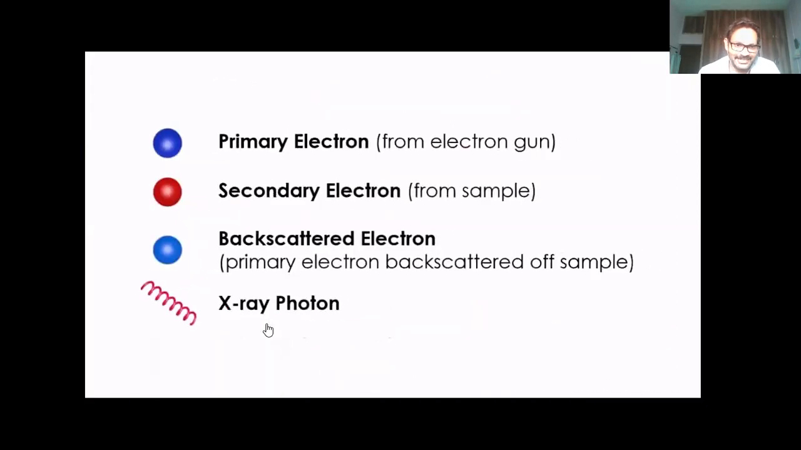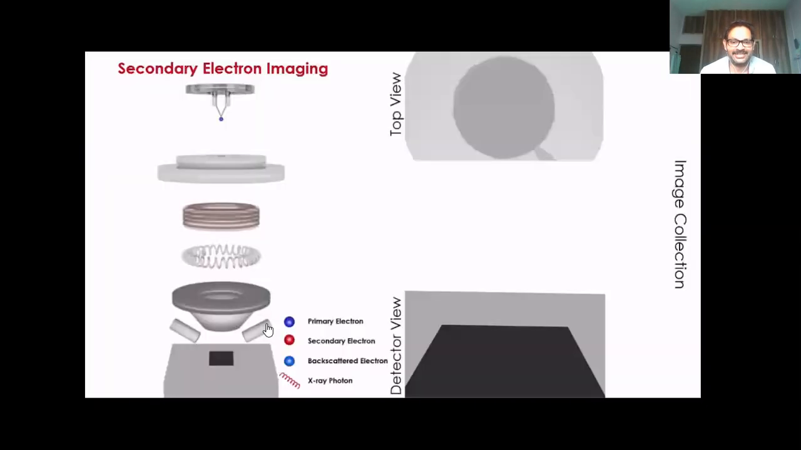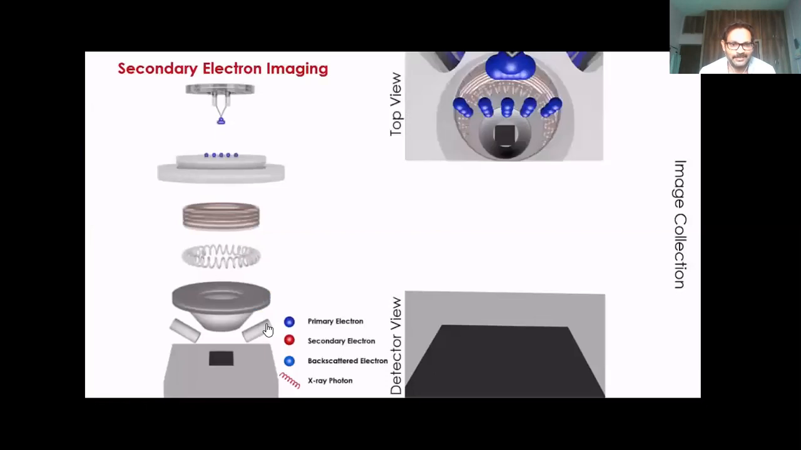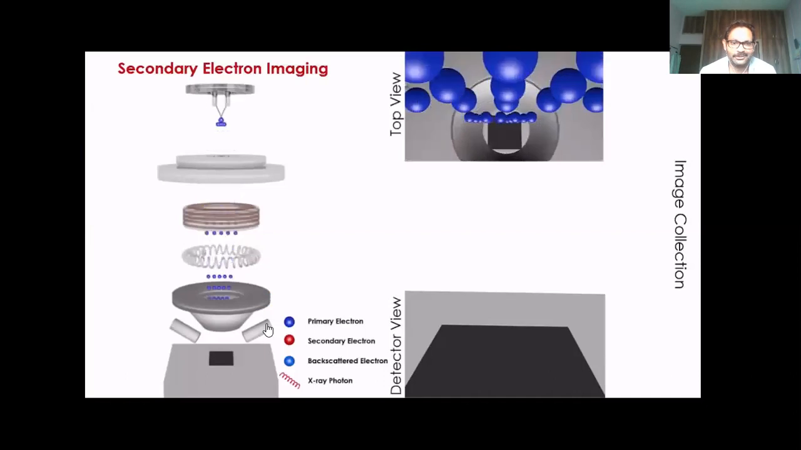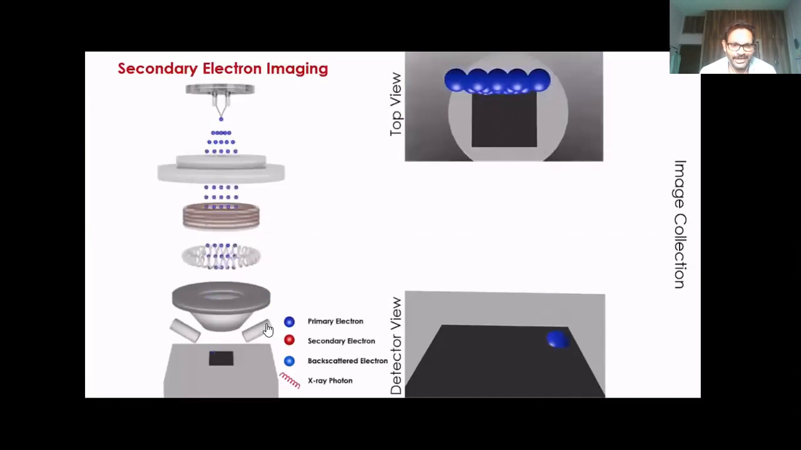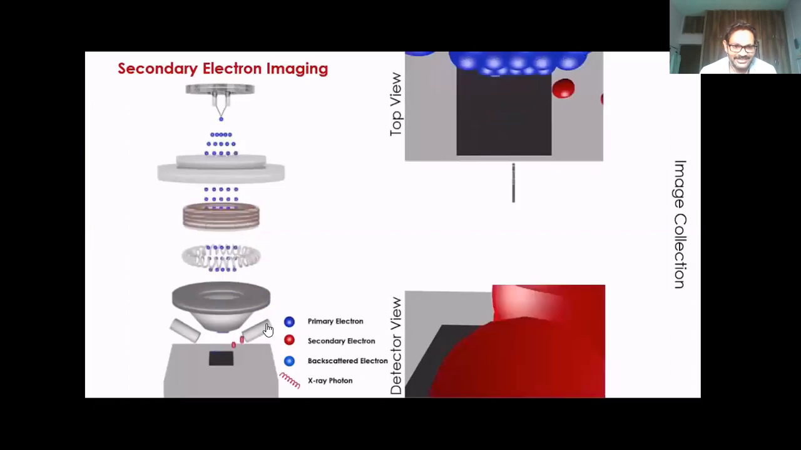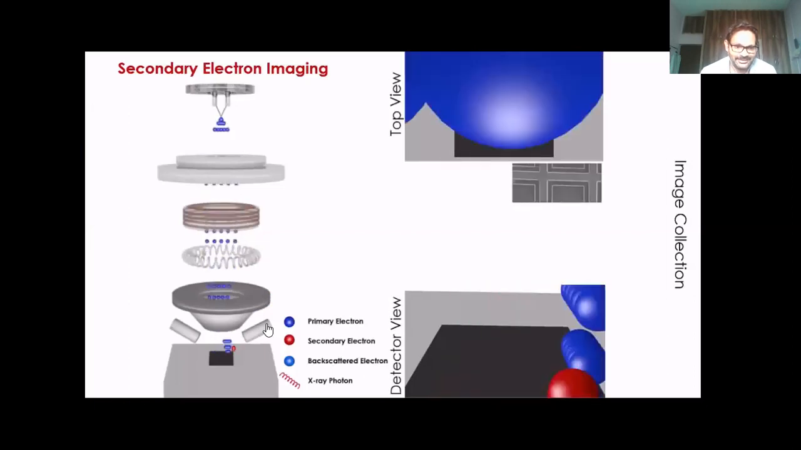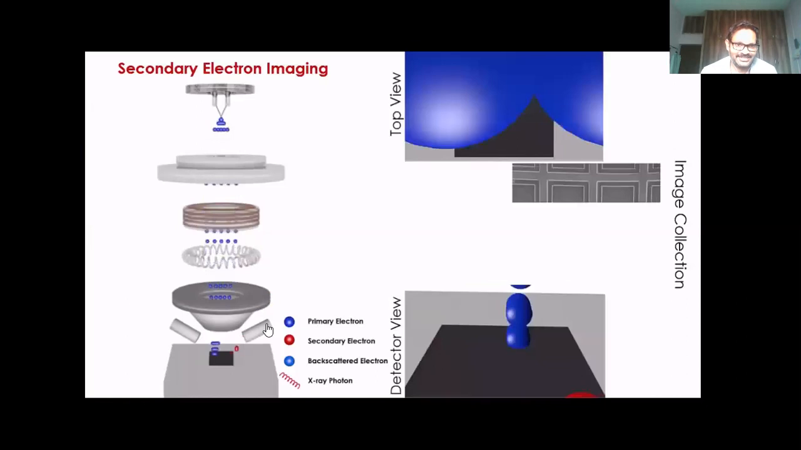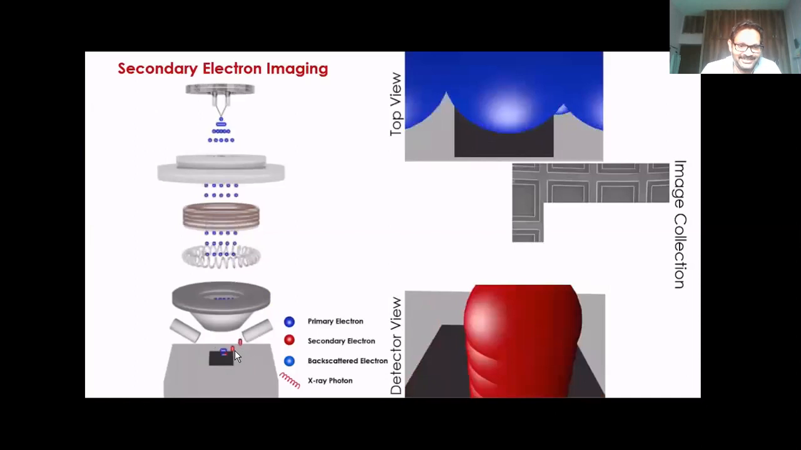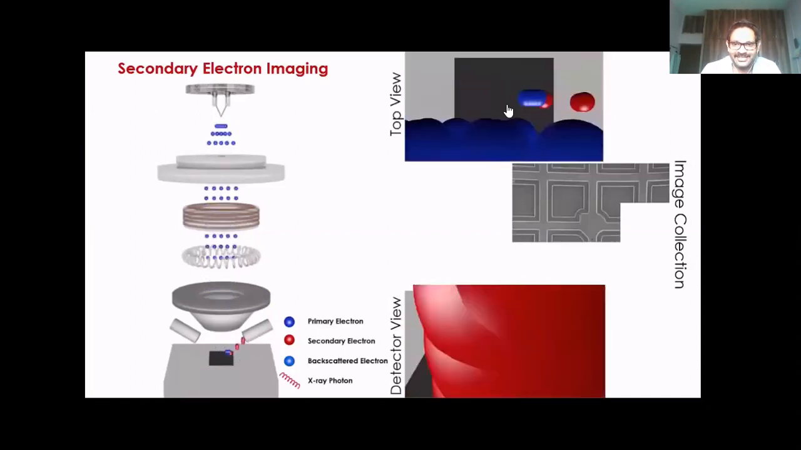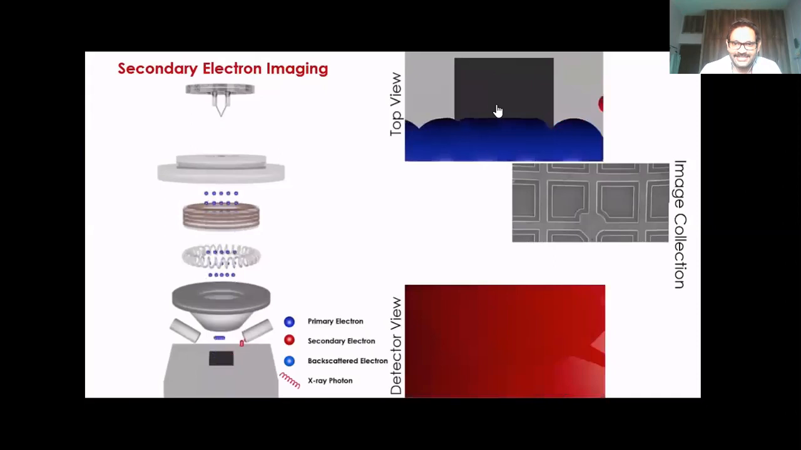For our understanding, colors are given here. The primary electron is indicated by blue, secondary electron by red, backscattered electron by light blue, and X-rays by purple. So here we are impinging the electrons, passing through the anode, magnetic lens, and coil. See how the electrons get back. This is the secondary electron imaging, that's why we get the red color, and we can see the raster pattern.